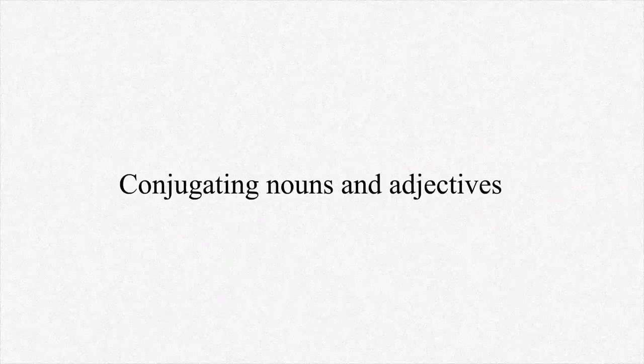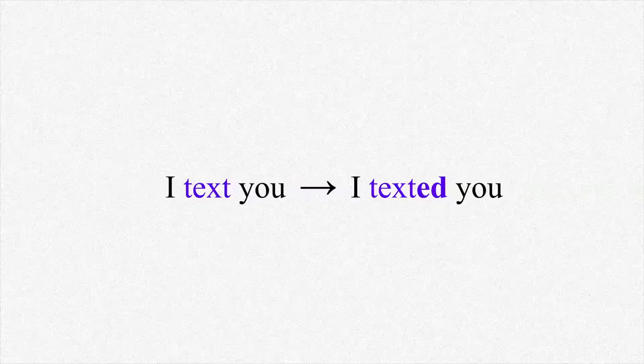In this video, we're going to learn how to conjugate nouns and adjectives. Though we conjugate verbs in English, for example by making them past tense by adding -ed, we don't do the same for nouns and adjectives. Instead, we add other words like not, was, or wasn't. However, in Japanese, we change the noun or adjective itself, rather than adding these modifying words.